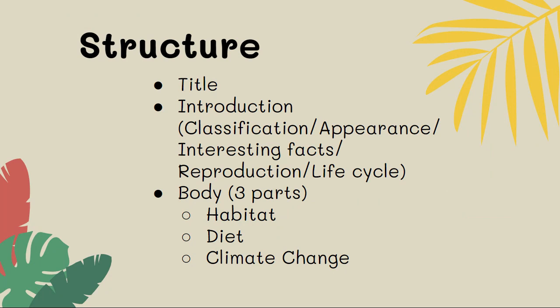We need a title for the passage, and then we need an introduction to hook the reader and to classify the topic. So from the sample writing, we also talked about the appearance of the giant pandas. And if you find any interesting facts, or if you have learned anything from your GS teachers about the life cycle or reproduction of the animals, you can also include it in the introduction. And for the body, we would like you to write 3 parts. From the sample writing, it talks about habitat, diet, and climate change. Of course, if you can find any other information, the subheadings can be changed.